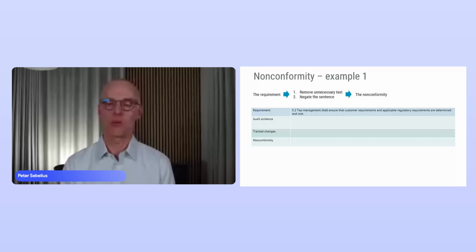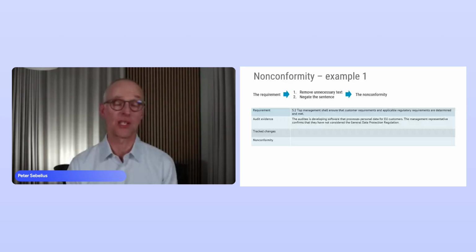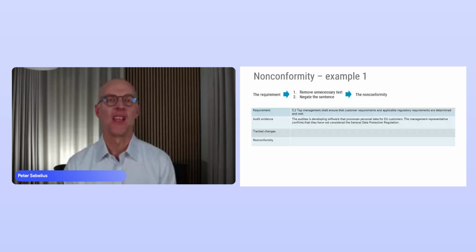We'll start with 5.2 in ISO 13485, which says that top management shall ensure that customer requirements and applicable regulatory requirements are determined and met. During an audit, you learn that the auditee is developing a software that will process personal data for EU customers. The management representative confirms that they have not considered the General Data Protection Regulation, or short GDPR, which they really should if they're processing personal data. And this means that the applicable regulatory requirements have not been determined.